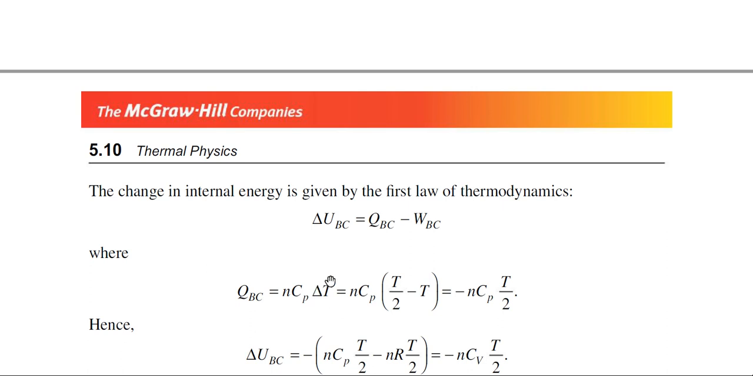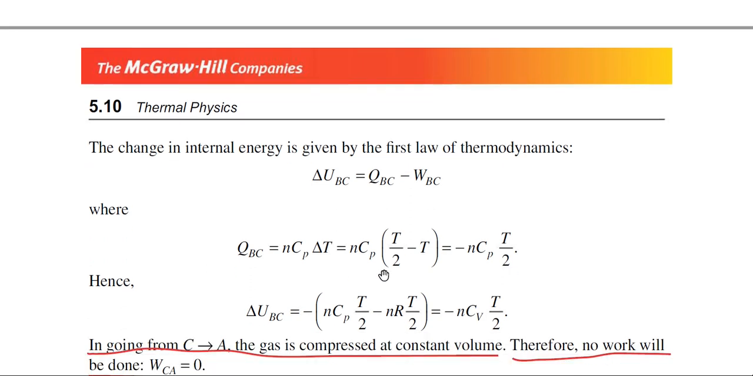Now what is the change in temperature delta T for the process B to C? We have just told that in this case the temperature drops to half of the initial value. So at the point C the temperature is T by 2 and at the point B the temperature is T. So ultimately Q_BC is equal to minus n Cp T by 2, and delta U is equal to minus nCp into T by 2 minus nR into T by 2.